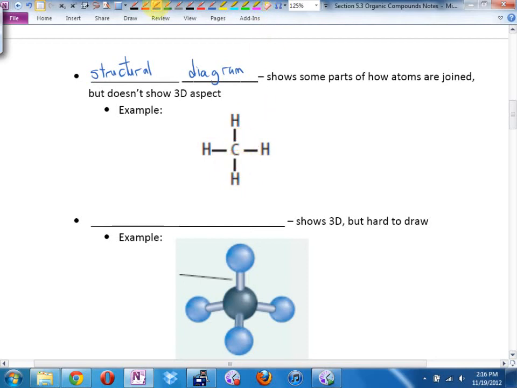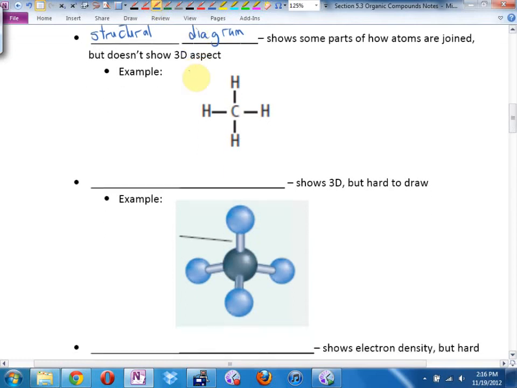There's a third way. This is the best visual way, but it's very, very tough to draw. It's what's called, of all things, wonderful name, a ball and stick diagram.